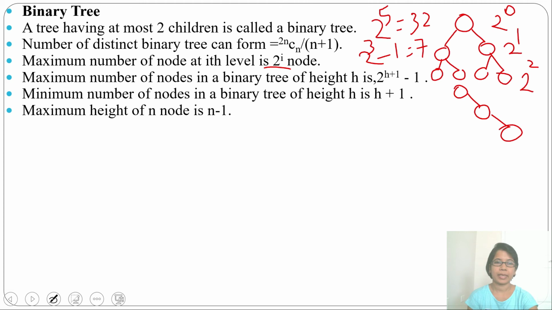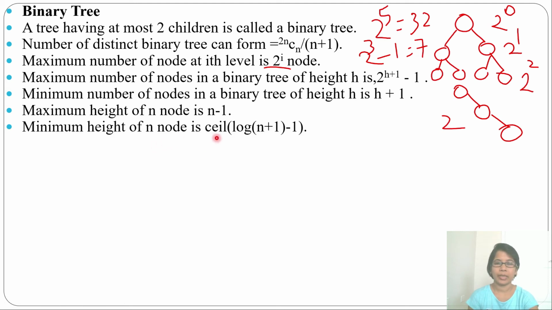So next, the maximum height of n nodes is n minus 1. The maximum height is in case of the minimum number of nodes, like this. Like here there are 3 nodes and height is 3 minus 1, 2. Okay, so here height is 2. That is the maximum height.